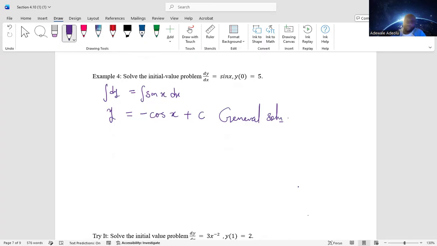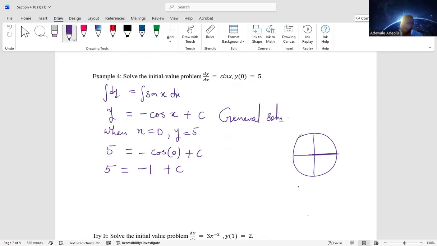Now, to find the particular solution, we can see that when x is 0, y is 5. So we just use it. 5 equals negative cosine of 0 plus c. Cosine of 0, you know what it is, right? Cosine of 0 is 1. So negative 1 plus c, right? I hope you still remember how to find all those values from your unit circle in your head at this point. You should know, right here.